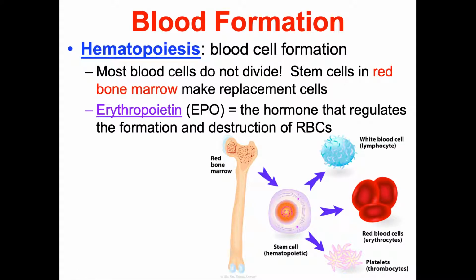All right, erythropoietin, EPO, is the hormone that regulates the formation and destruction of red blood cells. And so it is incredibly important, and it's made mostly in your kidneys, but it's also in your liver.